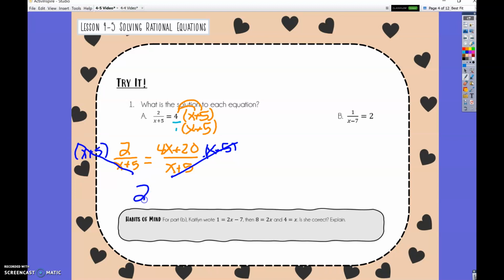So essentially, you'd have 2 equals 4x plus 20. Now we're going to subtract 20 from both sides, and you'd get negative 18 equals 4x, and then divide by 4, and we would have x equals negative 9 halves, or negative 4.5.